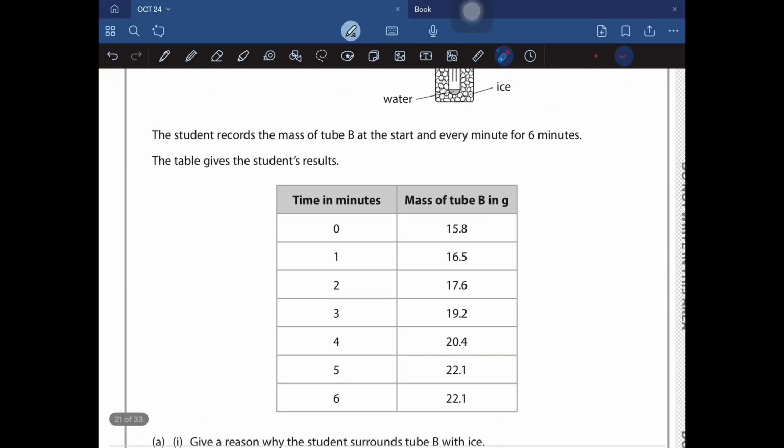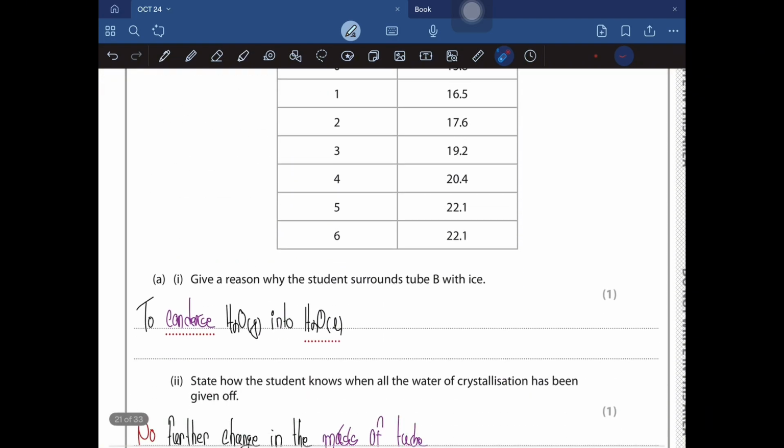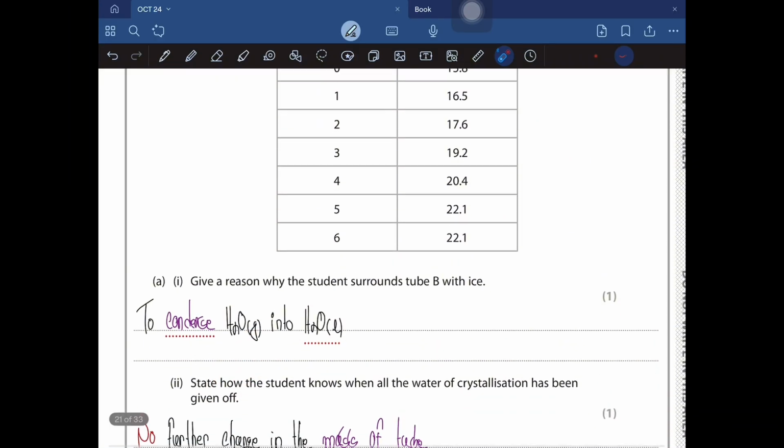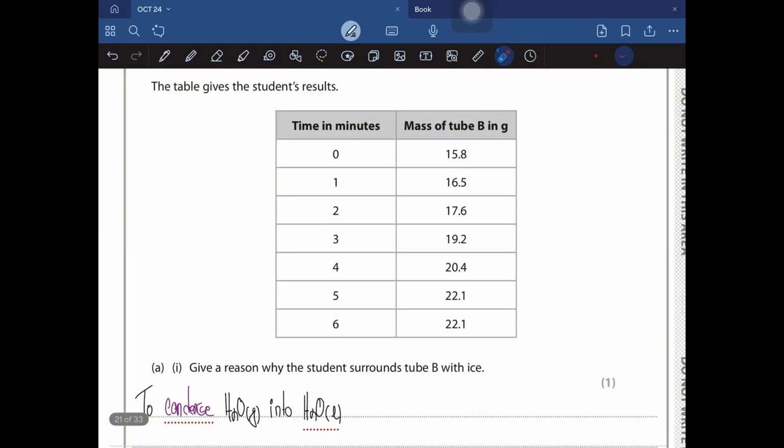Give a reason why the student surrounds tube B with ice. As I said, ice is needed to convert the water vapor into liquid water and to prevent the water vapor from escaping, to condense H2O gas into H2O liquid. H2O gas basically means water vapor. How does the student know when all of the water of crystallization has been given off? There won't be any change in the mass of tube B. The mass of tube B remains constant, which means that all of the water has been given off.